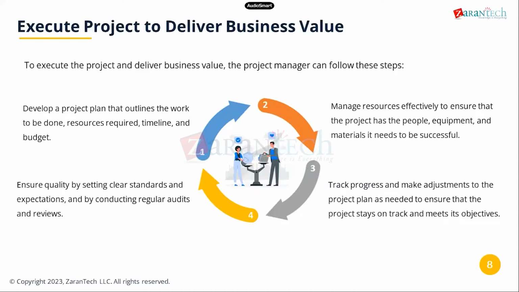And effective resource management. Here we are talking about managing specialized skills required for SAP configuration, ensuring access to necessary software, hardware, or any other resources for successful implementation. Continuous progress tracking makes necessary adjustments to the plan as required, like adjusting schedules, resource allocation, or objectives to ensure project success.